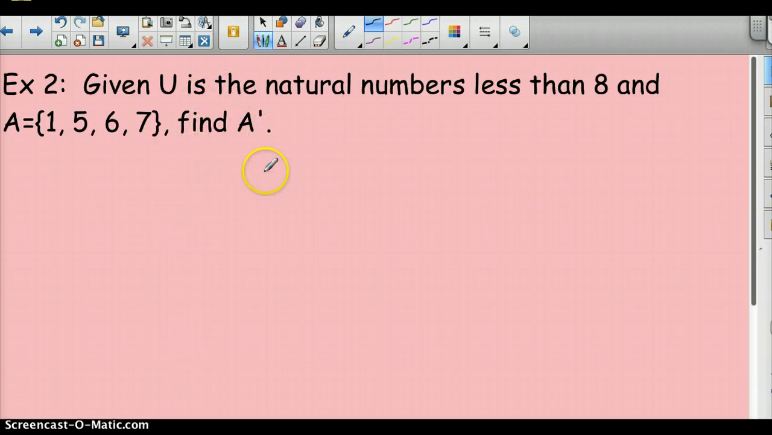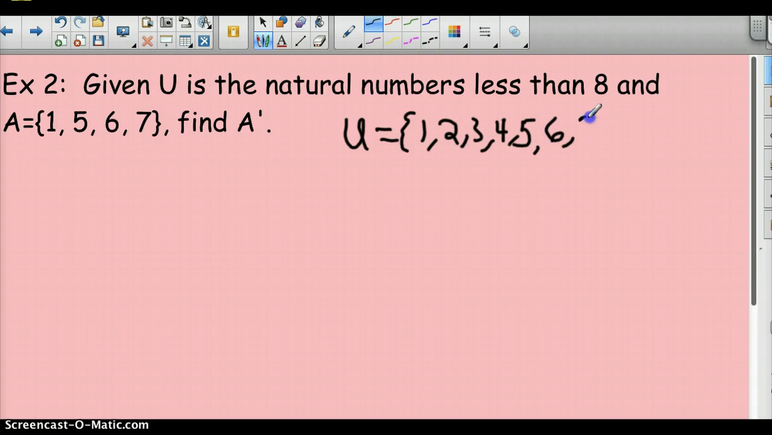U is the set of all natural numbers less than 8, and A is 1, 5, 6, and 7. I'm going to write out what the universal set is to make my life a little easier. I hope you remember natural numbers means that they are positive numbers and they cannot be 0. 1, 2, 3, 4, 5, 6, 7, 8, 9, those are natural numbers. Our natural numbers must be less than 8. So 1, 2, 3, 4, 5, 6, and 7. We will not include 8 because it's got to be less than 8.